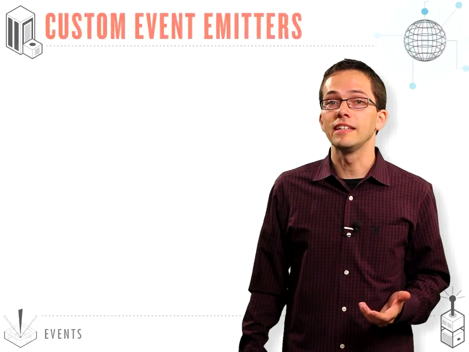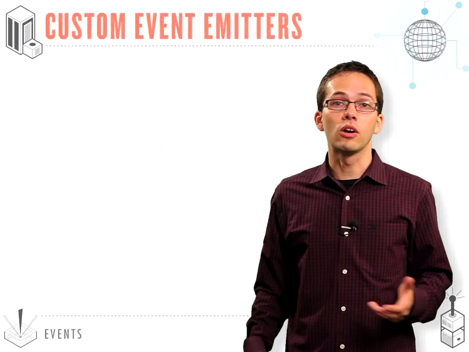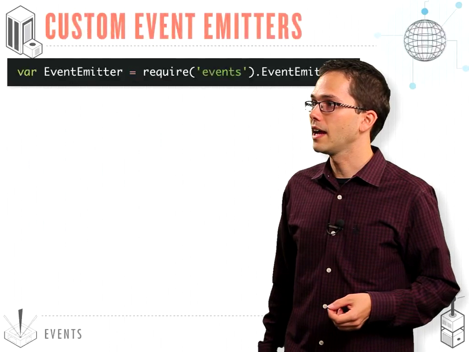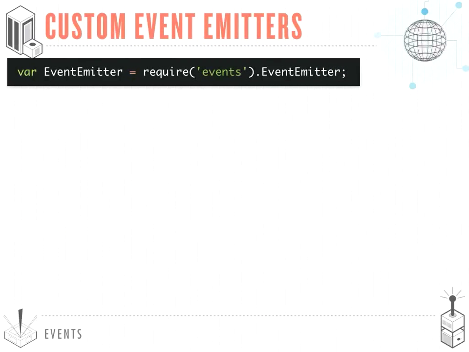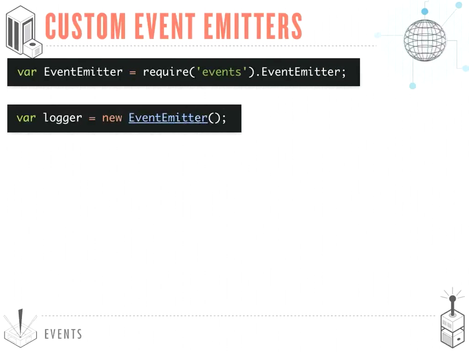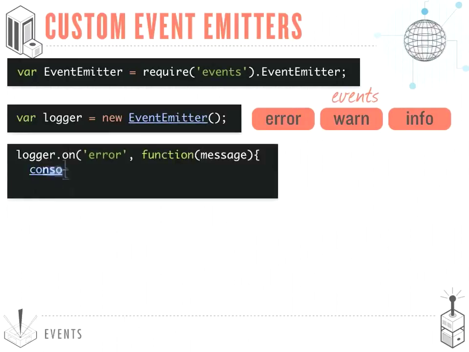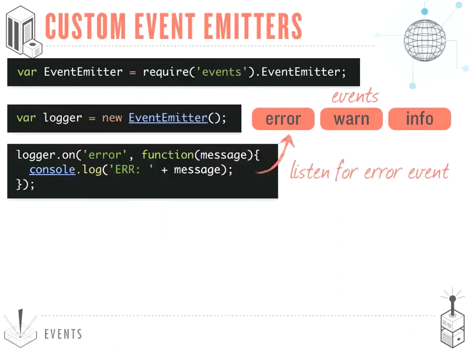Let's take a closer look at the event emitter constructor by creating our own custom event emitter. So we're going to require that class. For our custom event emitter, we're going to create a logger. So we want our logger to sometimes emit error events, warn events, and info events. And we want to be able to write listeners so we can listen for when those events occur. If we wanted to listen for the error event, we could write some code like this. So here we're saying, on the error event, run this callback.